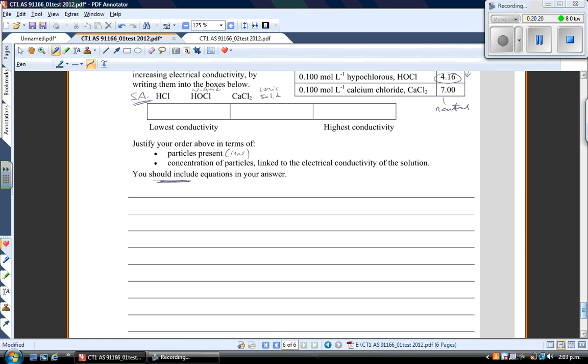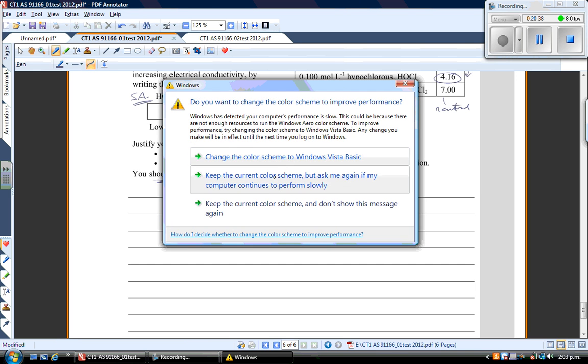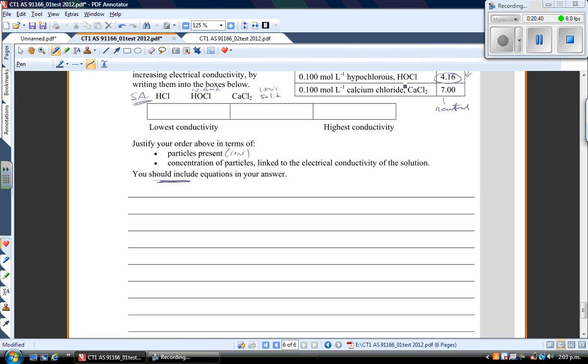So let's take a look at the answer for this one. I just wrote some quick notes down here, but for conductivity, let's start off with the one with the highest electrical conductivity, which can be determined by simple equations. So the first situation we have is HCl reacting with water, dissociating in water, whatever way you want to look at it, complete dissociation, and you're going to get chloride ions plus H3O+.